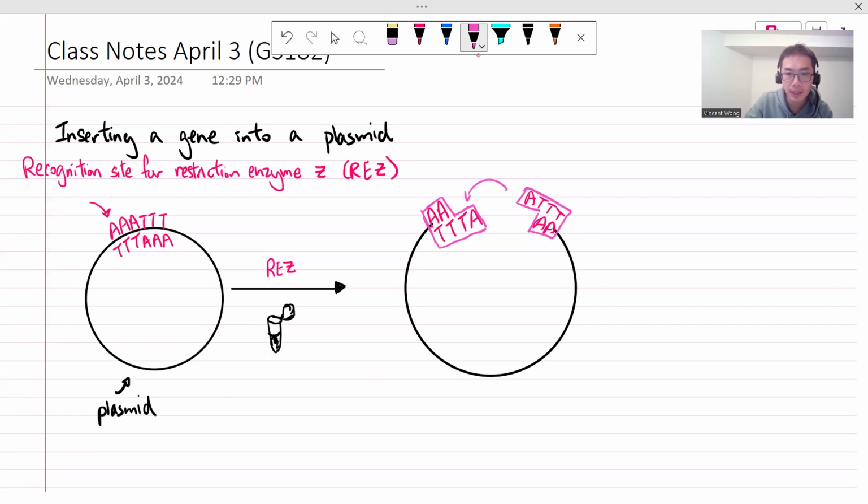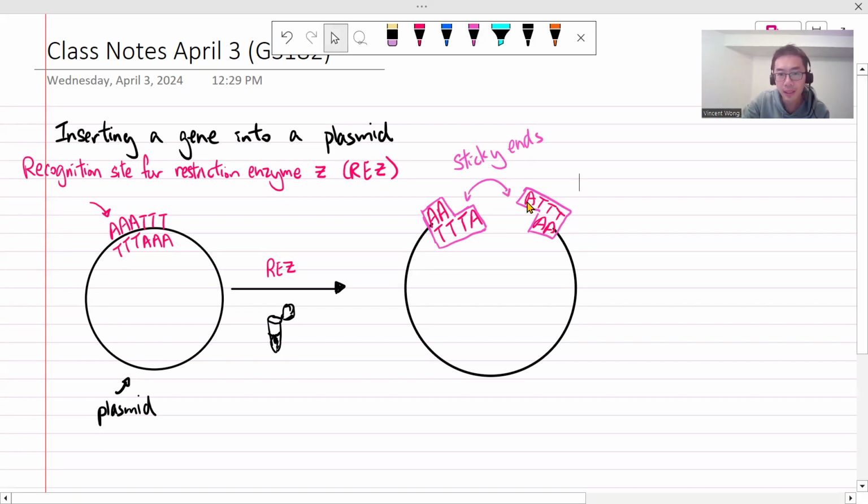So do you see that these are sticky ends? They are sticky because they can actually reconnect. Take a look here. The A over here and the T are complementary to the T and the A. So the plasmid can actually close and reconnect. Is that okay so far? So you take the plasmid with a particular restriction enzyme site. You use the restriction enzyme to cut it, and now the plasmid pops open.